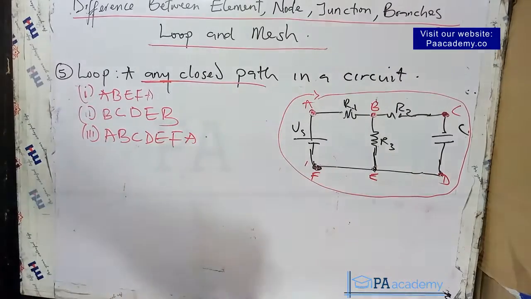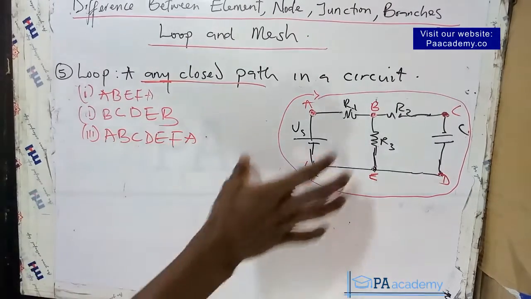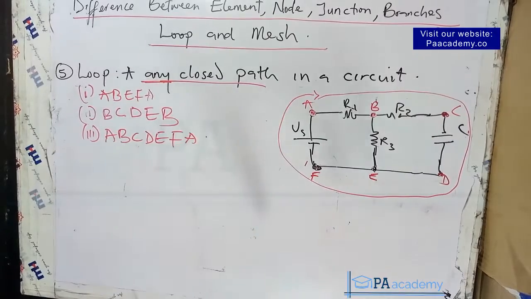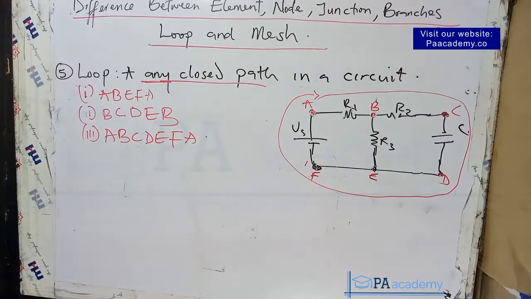So that means in this circuit now we are having three loops. Depending on the circuit you're given, you can have maybe three, four, or even more. But if you can understand how to pick them, then you won't have a problem identifying the loops in any circuit. Now this is for loop. Now let's look at that of mesh.